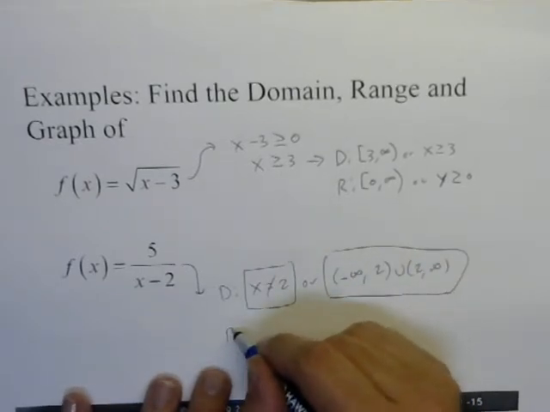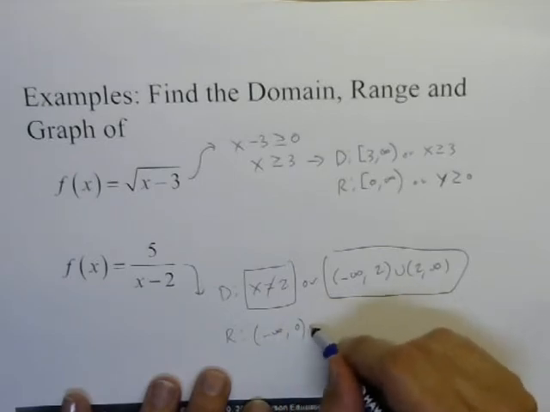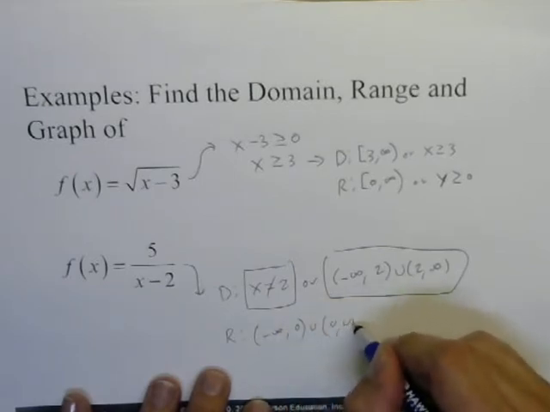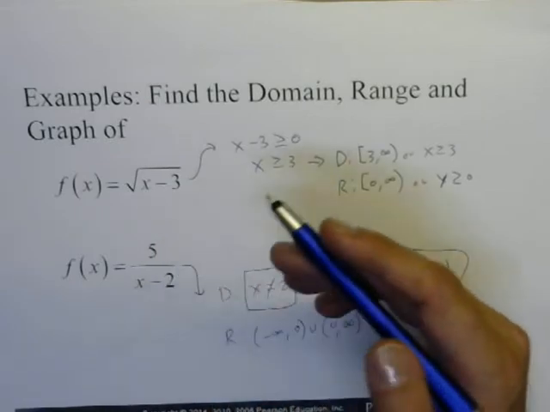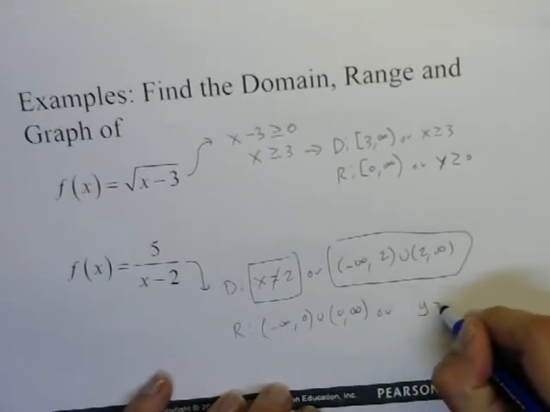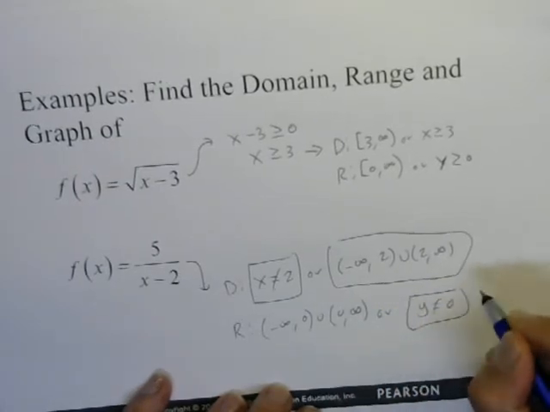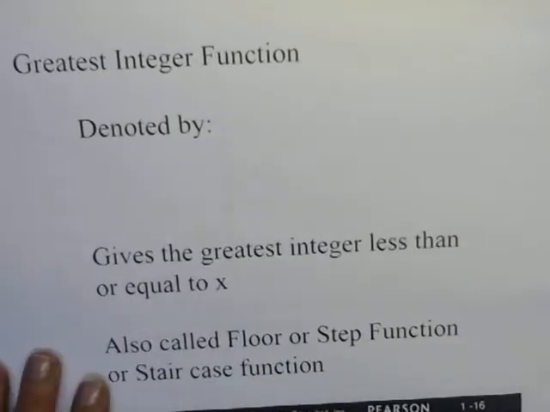And then the range in this case would be everything from negative infinity to 0, union 0 to infinity, because if you think about it, there is no number you can stick in for x that will make this fraction 0. Or again, if you'd prefer, you could just say y can't be 0, right? Whatever's easier for you. Okay, so there's some examples of finding the domain and the range.